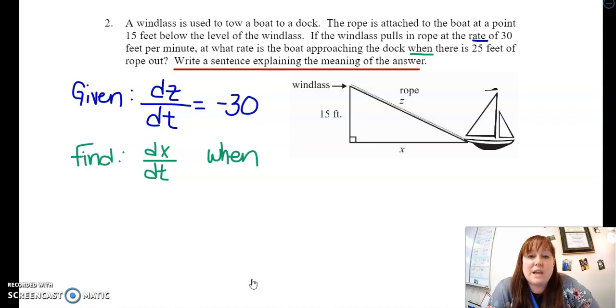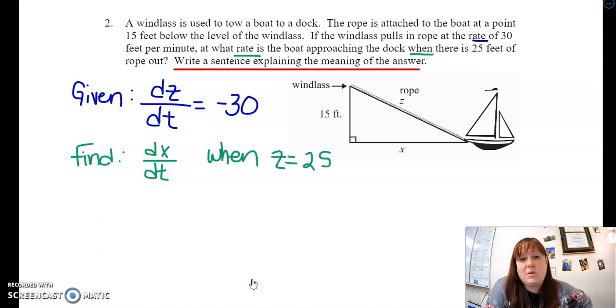So we looked for a rate. Now we're going to look for what we were supposed to find. At what rate is the boat? That's what we're looking for. And then it says when there is 25 feet of rope out. So we're trying to find the rate when z equals 25. Okay, now let's see how they are related to each other. We still don't have an equation to differentiate because we don't know how z and x are related to each other. Well, they're a right triangle, right?